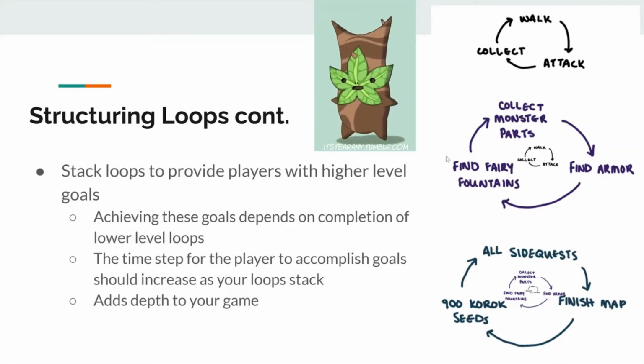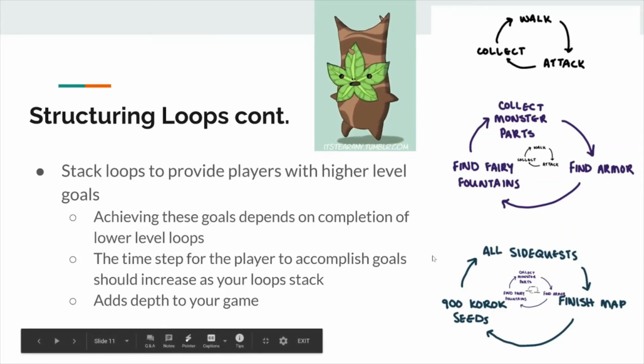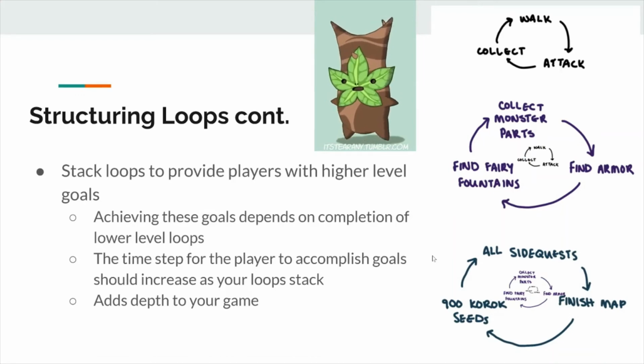The secondary loop is 1 level higher than that, and it could be collecting monster parts, finding armor, and finding fairy fountains. And the tertiary loop, even higher than that, could be completing all the side quests, unlocking all the areas, like finishing the map, and collecting all 900 Korok seeds.